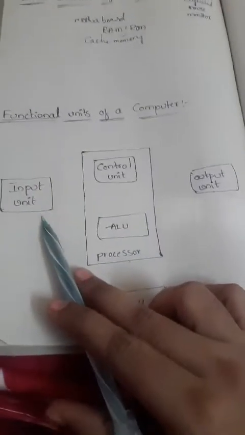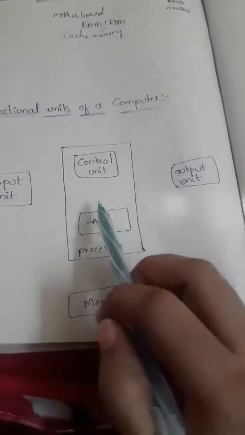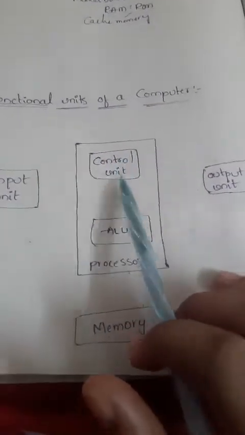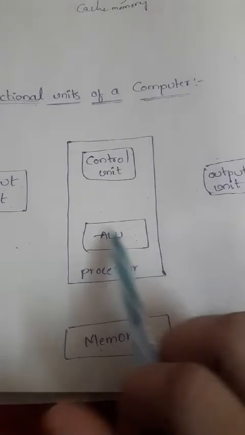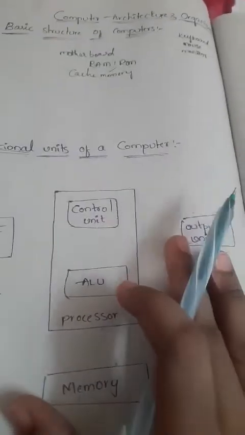From the input unit the data will be given to the CPU, that means the control unit and ALU. They will perform some calculations and processing, and the data will be given to the output unit. In general, the input unit will take the information and give it to the processor block, the control unit and ALU perform the calculations and monitor the operation, and then it is given to the output unit. That is the general information about the functional units. Hopefully we got some clarity here.